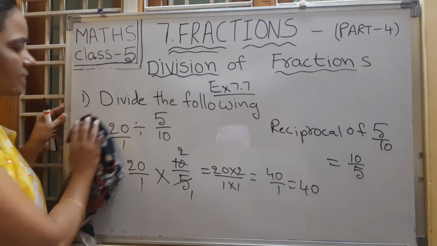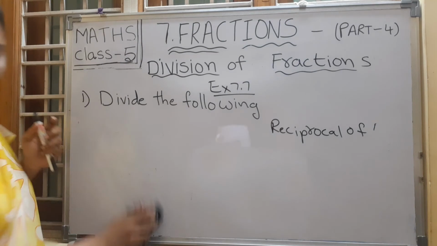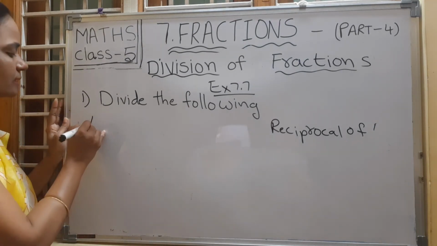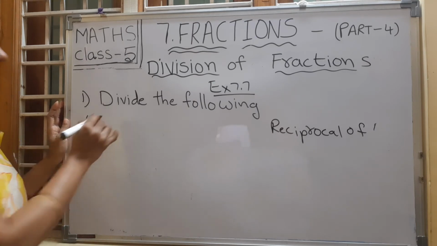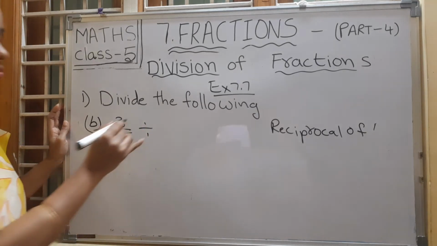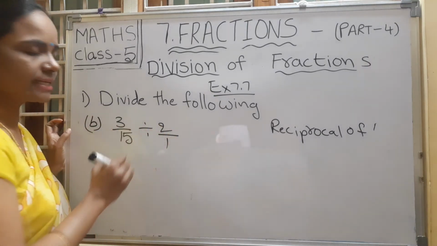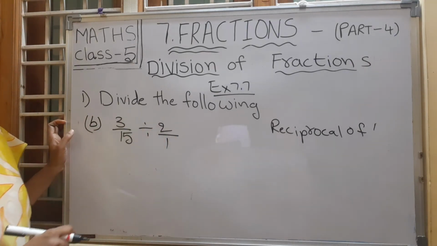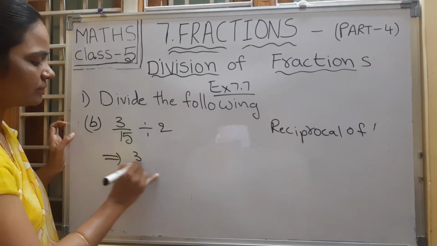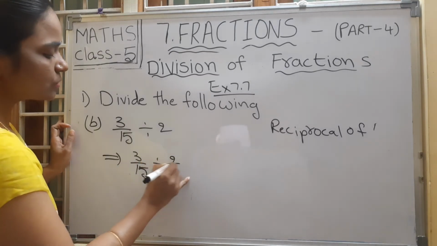Next, I want to take another example also. B bit: 3 by 15 divided by 2. 2 is a whole number here, make it as fraction by taking 1 as denominator. 2 means 2 by 1 you can write. Okay, next step I will write like that. So what is the answer? 3 by 15 divided by 2 by 1.